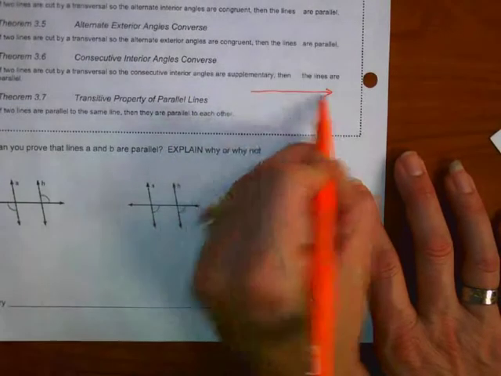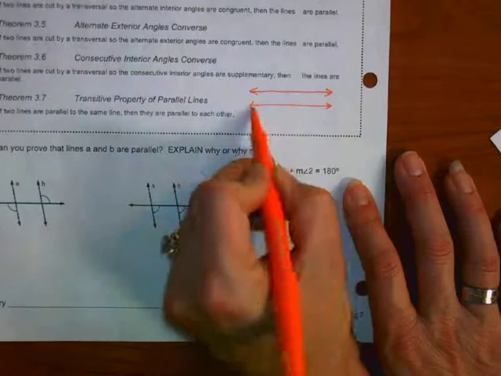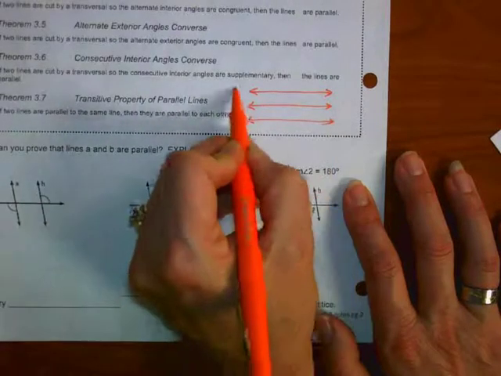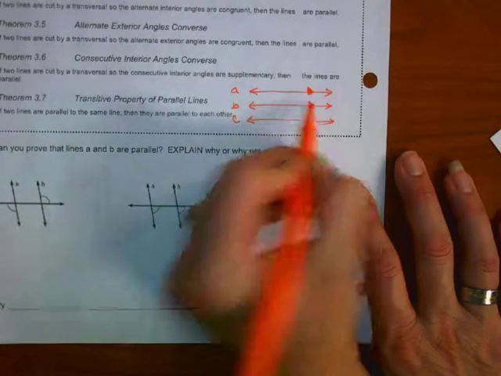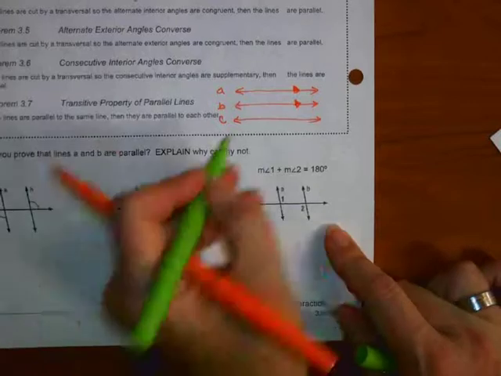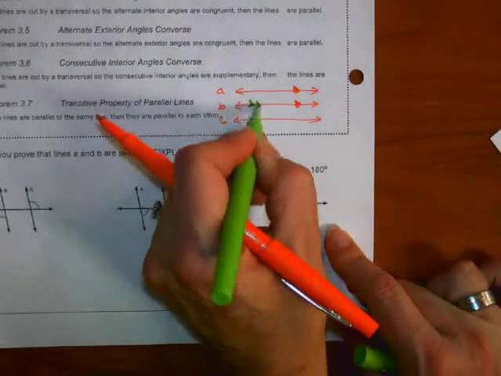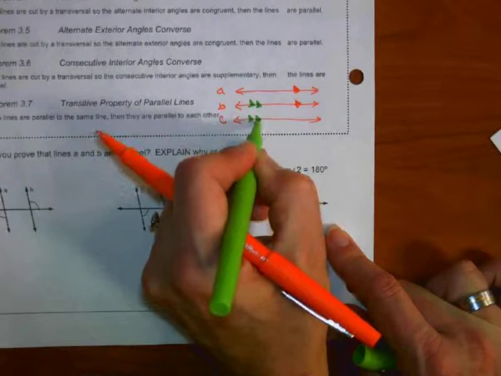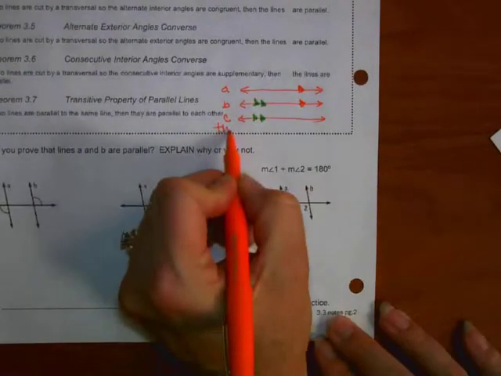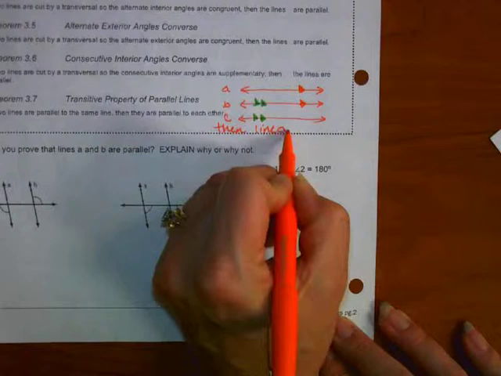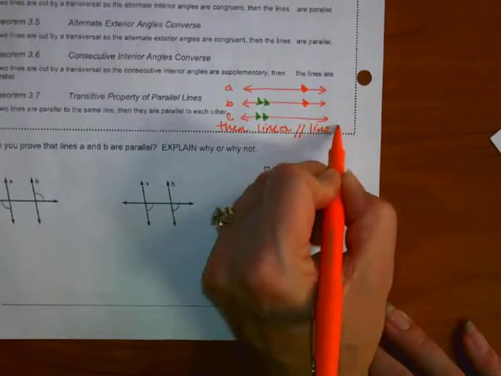So I'm going to draw a picture here. A, B, and C. So I'm going to say, okay, A and B are parallel. And I'm going to say B and C are parallel. Sometimes you'll see two arrows like that because they're talking about different lines. Then I can say line A is parallel to line C because of the transitive property, which makes sense, okay?